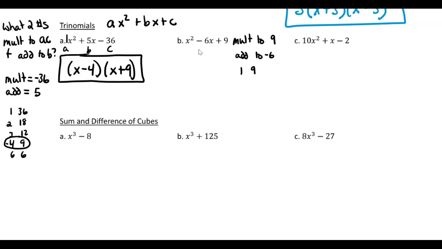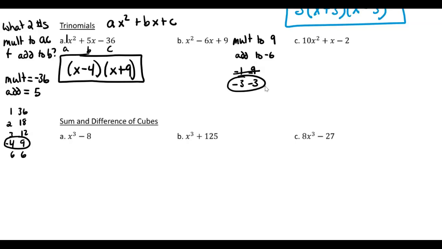So things that multiply to 9 are 1 times 9 and 3 times 3. Keep in mind, if it multiplies to a positive 9, then it has to either be a positive times a positive or a negative times a negative. Now, if I add these, this makes 10. 1 plus 9 is 10, and 3 plus 3 is 6. So that's not quite where I want to be. They need to be negative because it has to add to a negative 6. So negative 1 and negative 9 add to negative 10. That's not it. Negative 3 and negative 3 add to negative 6.